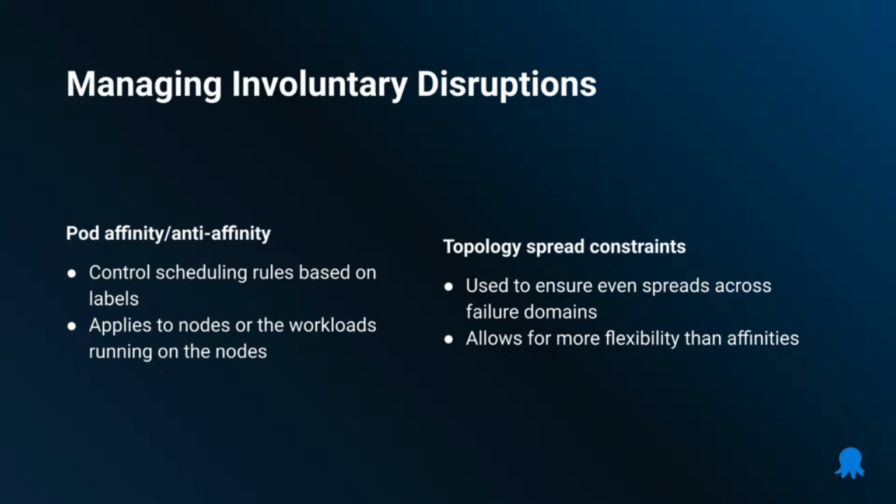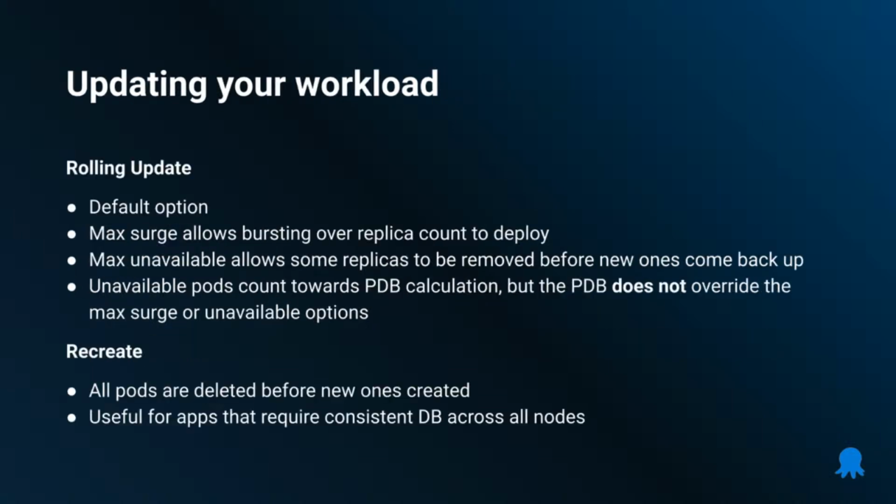Alternatively, if you care more about availability, you can use the topology spread constraint. These allow you to specify a failure domain, usually something like an availability zone, though you can use any label on a node, and lets you scale across those domains, keeping the pods evenly distributed.